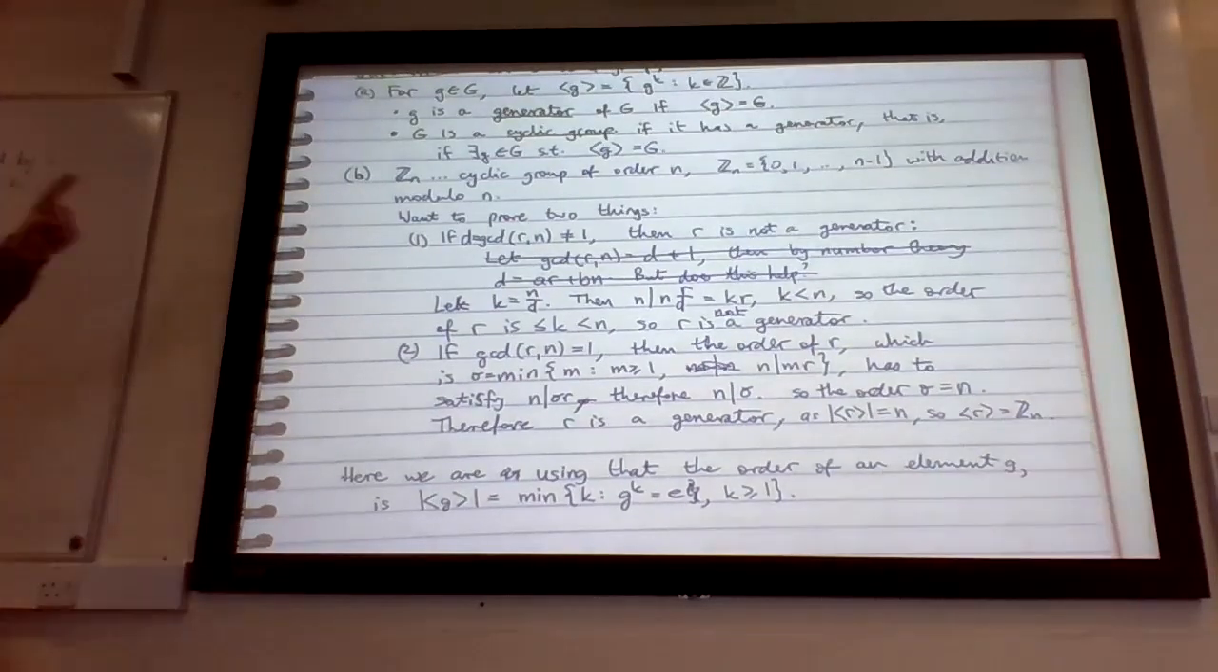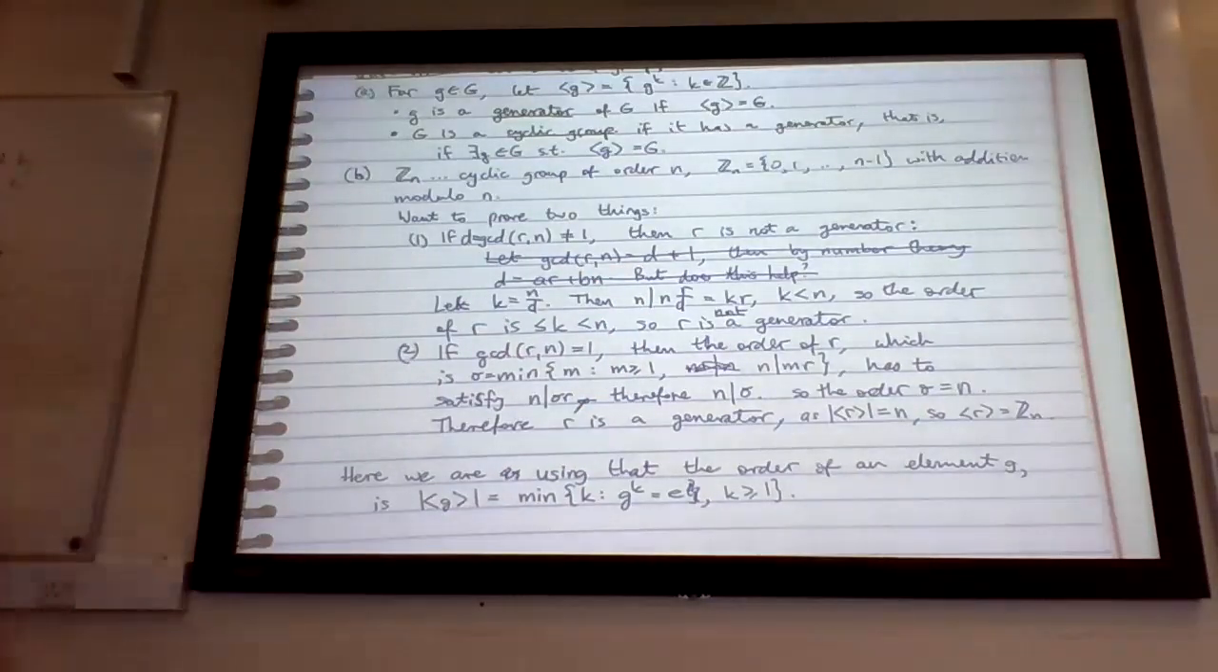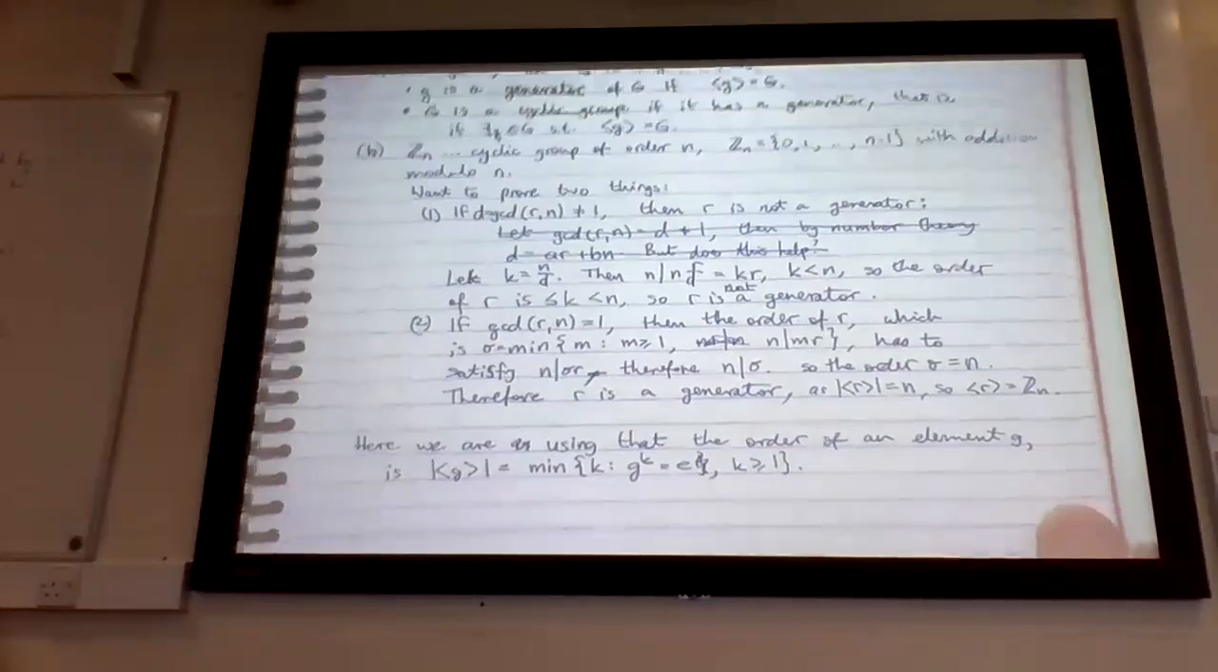So it's an important characterization to be aware of about order, which you use elsewhere. Not only is order the smallest power of the element before you get back to the identity, if there's any power of the element that brings you to the identity, it's a multiple of the order. So the order has to divide it. But we don't need that divisibility here.